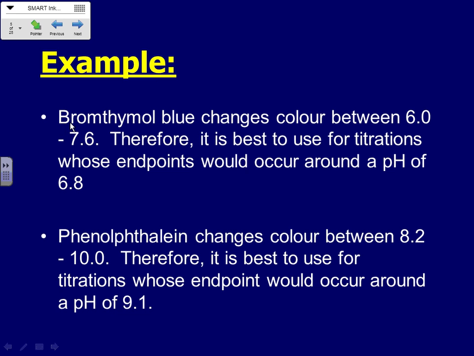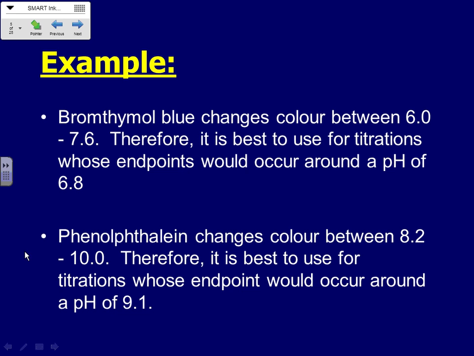So just as an example, bromethymol blue changes color between 6 and 7.6. Therefore, it's best to use it for titrations whose end point would occur at a pH of around 6.8, somewhere in the middle. All right? So if the equivalence point takes place at a pH of 6.8, then we're going to want to use bromethymol blue.